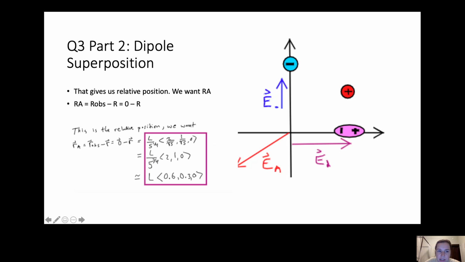the relative position. And so to determine r_A, we want r observation minus r source, which would be 0 minus r. So given that we just solved for the relative position, and we want r_A, we then multiply these here, and eventually, because of the 5 to the fourth being sorted here, we'll get L times (0.6, 0.3, 0). So this is the r_A vector for the place where we'd want to put the proton to balance out all of the E fields so that at the origin E net is equal to 0.